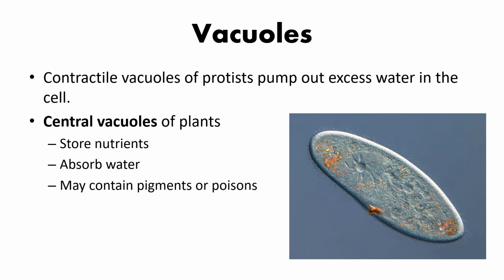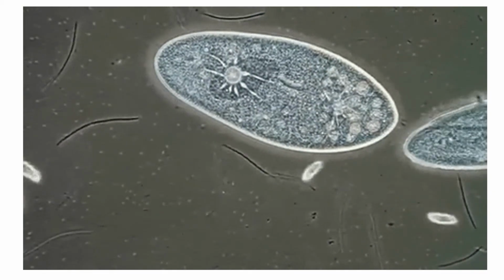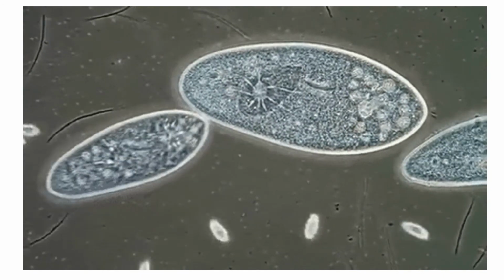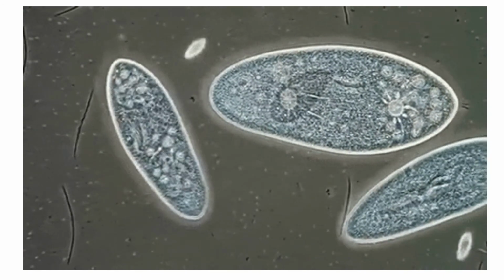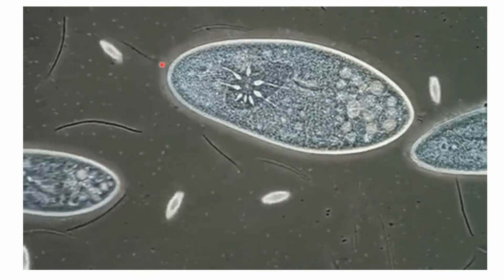So vacuoles can also be used for locomotion. There's something called a contractile vacuole that some protists, which are eukaryotic single-celled organisms, can use to pump out water, and that will help them move. Central vacuoles can also, again, in plants, store nutrients, absorb water, and sometimes will contain pigments or poisons. Here is a protist called a paramecium, and you can see the vacuole right here that is going to contract and release water out.